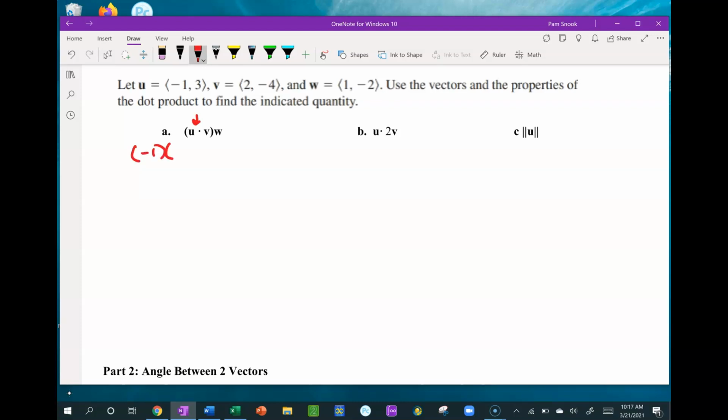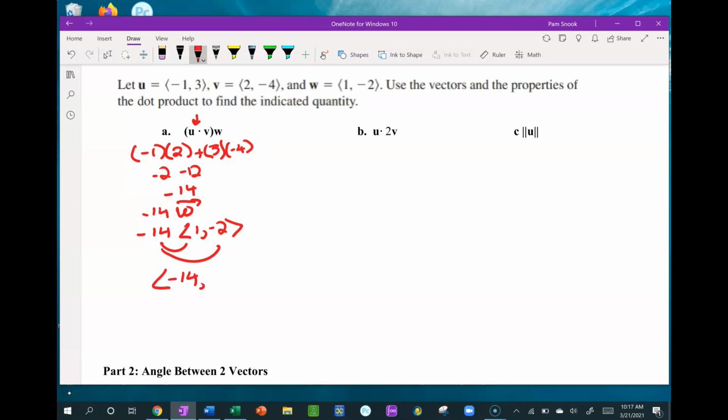So negative 1 times 2 plus a 3 times a negative 4. So I get a negative 2 minus 12. I get a negative 14. That's my dot product. And now I just have to multiply that times w. So negative 14 multiplied by vector w, I get a negative 14 times a 1 and a negative 2. Just distribute. So my components now are negative 14 and a positive 28.